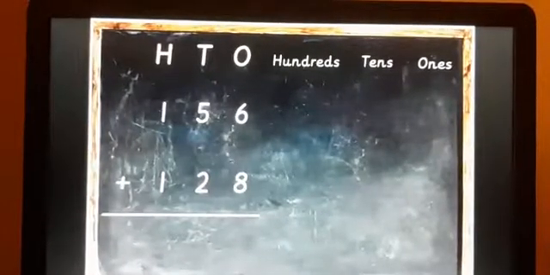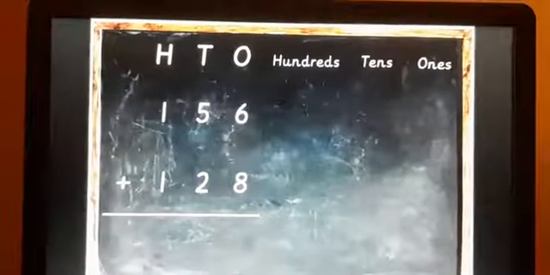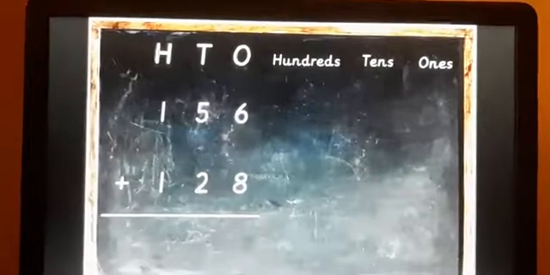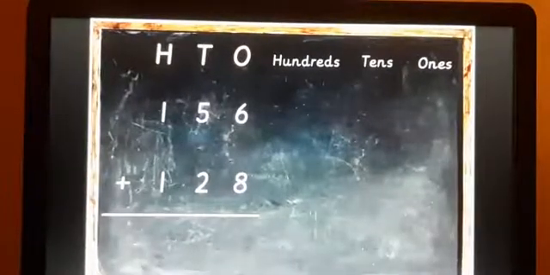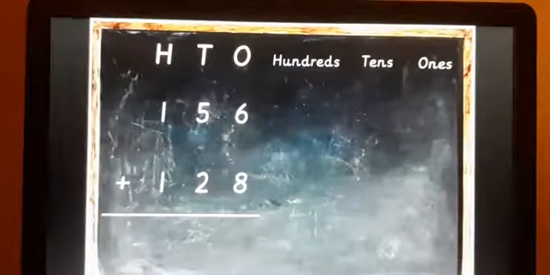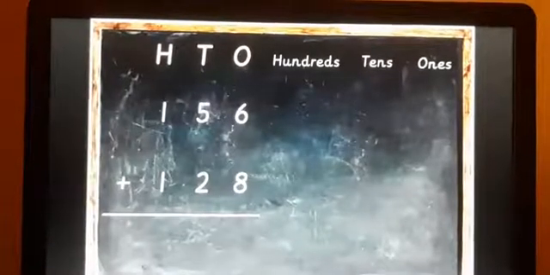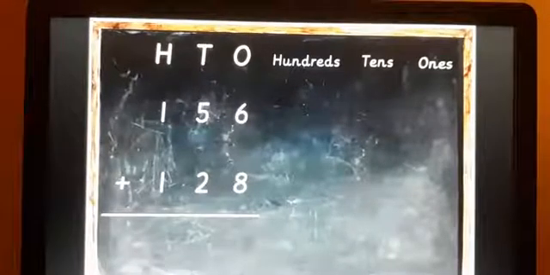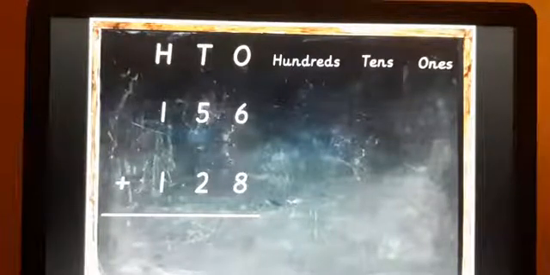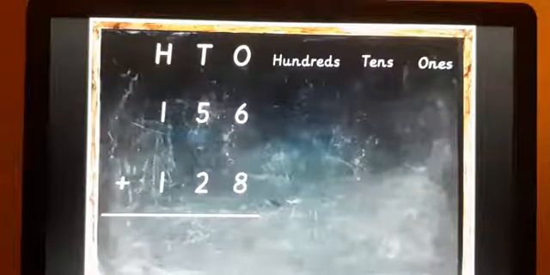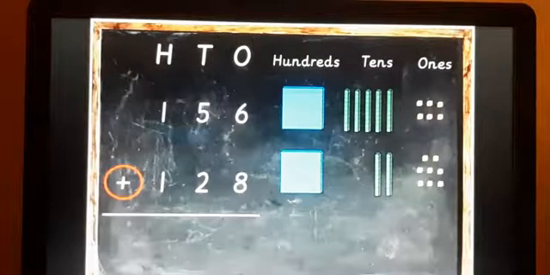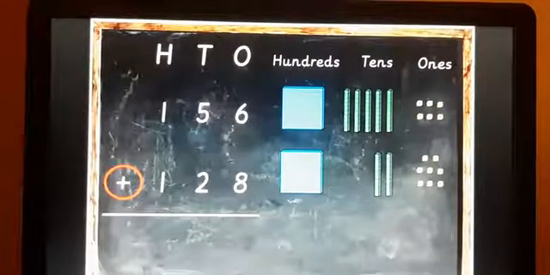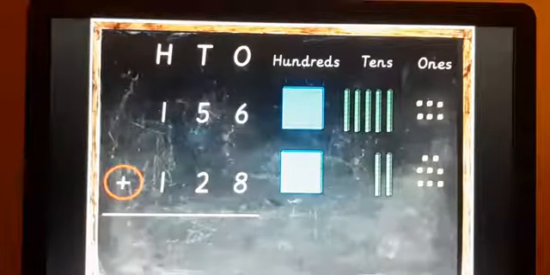128 is also the same. In hundreds, 100 square units, 1 sheet will come, right? 1 blue sheet. Next in the tens place you have 2, that is 2 tens, so 2 stripes. And in the ones place you have 8, so 8 dots, meaning 8 square units. Like that you have to take the values. Then you have to add. We will see the addition now. Can you see how it is taken there? In this way you have to take the values.